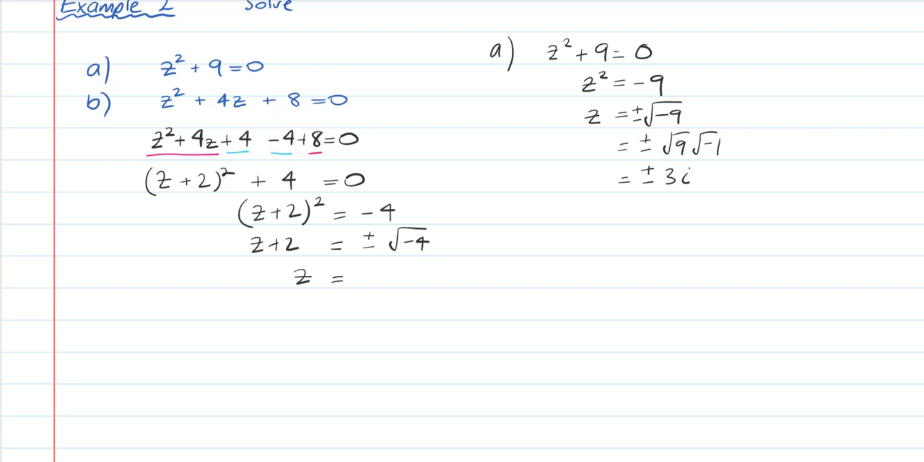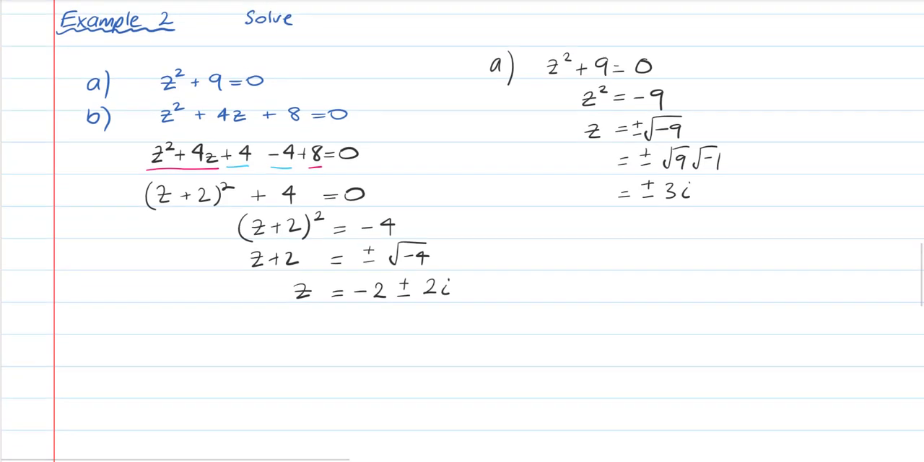So z is equal to negative 2 plus or minus 2i. The square root of negative 4 is 2i. And there's our solution to B. So we can do it by completing the square as well. And it can be quite quick if you're efficient with that method.